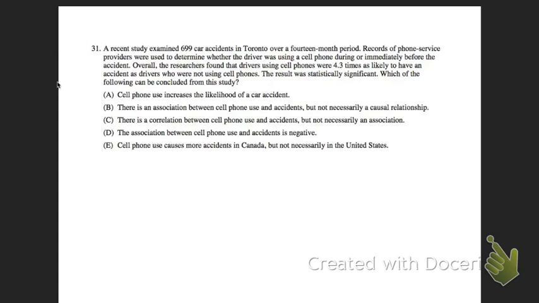Which of the following can be concluded? We can say that there is an association but not a causal relationship, because correlation does not imply causation. These two are saying the same thing, so that's why this one is not correct. This is not a true statement. It should be positive. Causes is bad. Because correlation and association are technically the same thing.